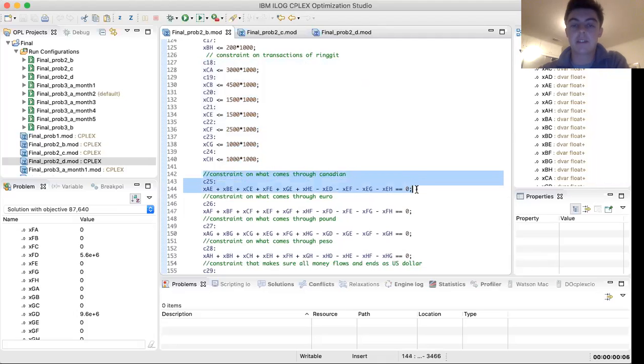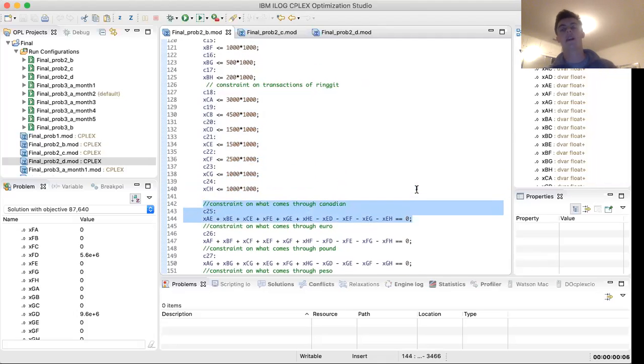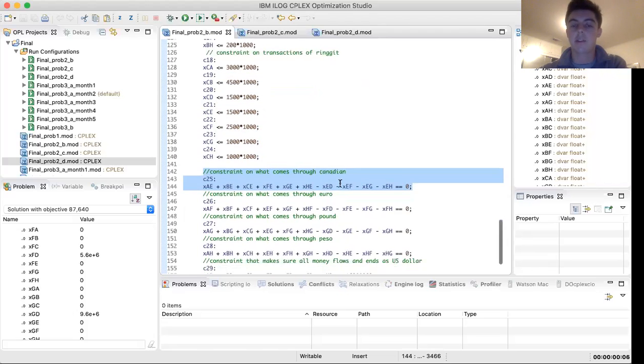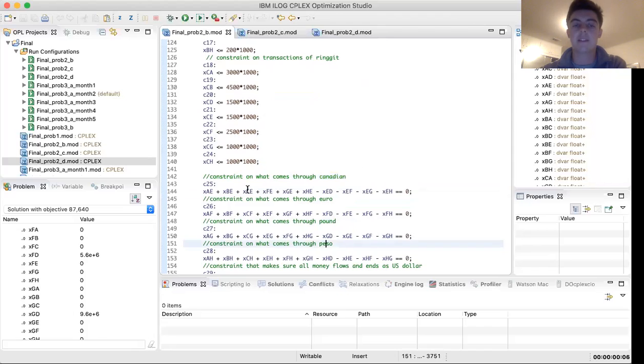Next, we define limits and constraints on the in-between currencies. So obviously you start with yen, ringgit, rupiah. The end goal is US dollars. To do so, you're going to cross through Canadian dollars, euros, pounds, and pesos. So basically what this is saying is that everything that comes in and gets converted to a Canadian dollar needs to leave and be converted to something else, whether that's a US dollar or something else. Everything that comes into Canadian needs to leave an equal amount.